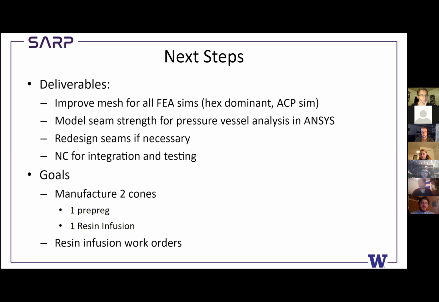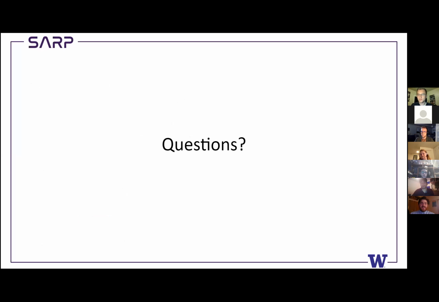And then also we want to get a nose cone manufactured so we can integrate and test and maybe launch one day. We'll see about that. And then some big goals, just general goals for the nose cone team for the rest of the year, is to manufacture 2 cones, one using prepreg. We already have half a cone made out of prepreg, so now we just have to make the other half. And the second one being built using resin infusion. And in order to do that, we will first have to make some resin infusion work orders so that we have a comprehensive step-by-step plan on how we plan on manufacturing that can also be passed down to future generations of SARP. Next slide. Does anyone have any questions?